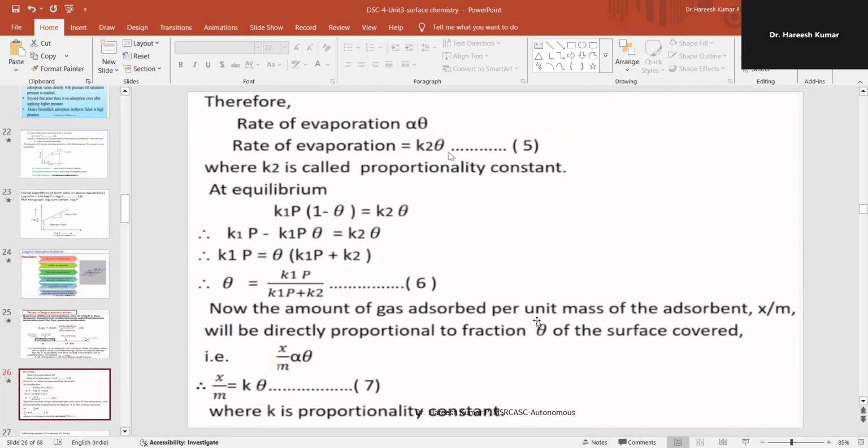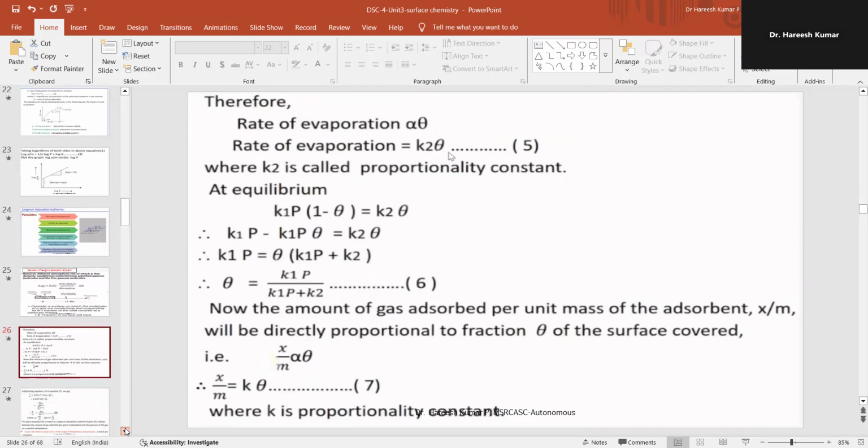Now the amount of gas adsorbed per unit mass of the adsorbent, that is x upon m, will be directly proportional to the fraction theta of the surface covered. That is, x upon m is directly proportional to theta. Therefore, x upon m is equal to k into theta. This is equation number 7, where k is a proportionality constant.